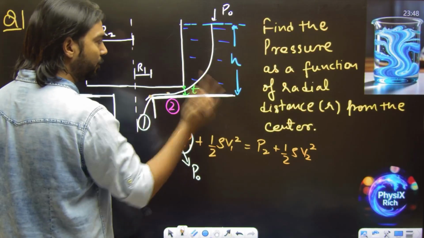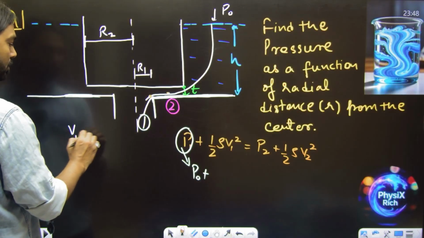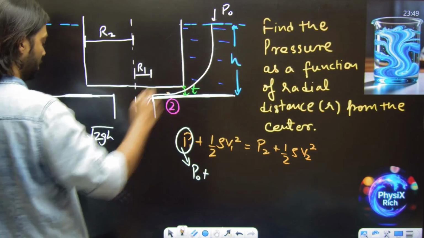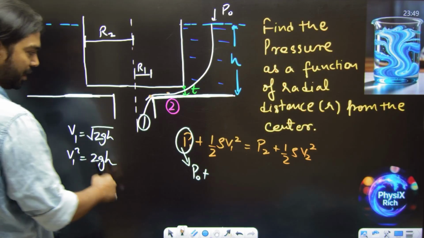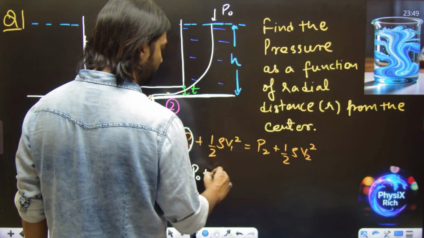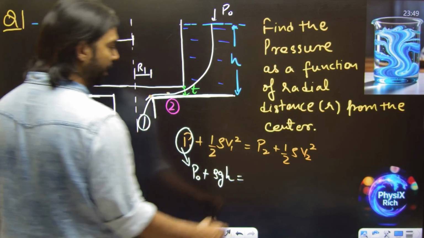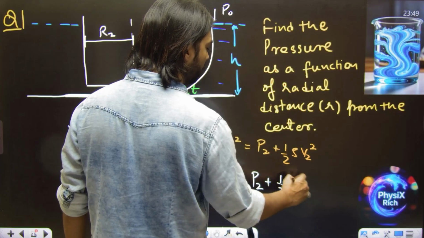So definitely, from the previous question, we learned that this V1 has to be equal to root 2 GH, because this height is h. So V1 square simply becomes 2GH. Now, if I put this over here, it just becomes rho GH. Now, this should be equal to P2, pressure at the point 2, plus half rho V2 square.